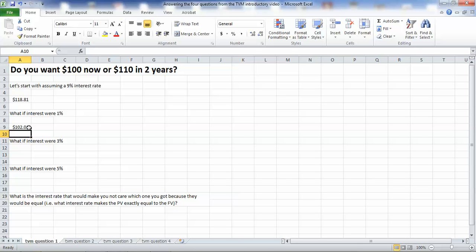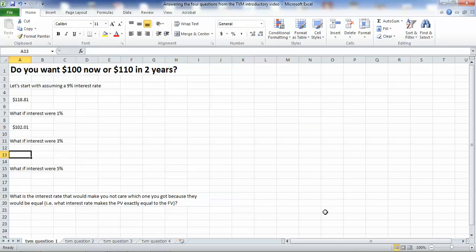Ooh, $102. So wow, if we can only get 1% interest at the bank in a risk-free investment, then we should probably agree to take the $110 in 2 years, because at the end of 2 years, if we put the $100 we have now in a bank, it will only be worth $102.